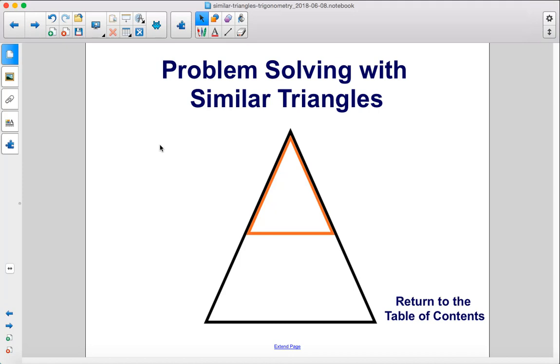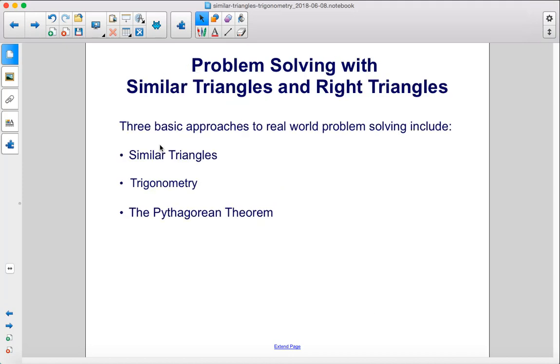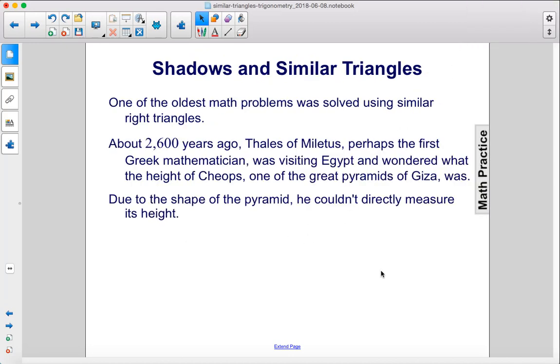Problem solving with similar triangles. Three basic approaches to real-world problem solving include similar triangles, trigonometry, and the Pythagorean theorem. Shadows and similar triangles. One of the oldest math problems was solved using similar right triangles.